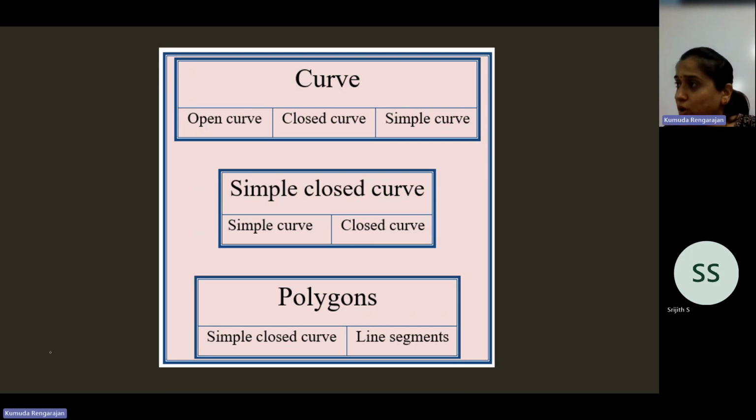Then polygon. How do you check if a figure is a polygon? It should be a simple closed curve made up of line segments.